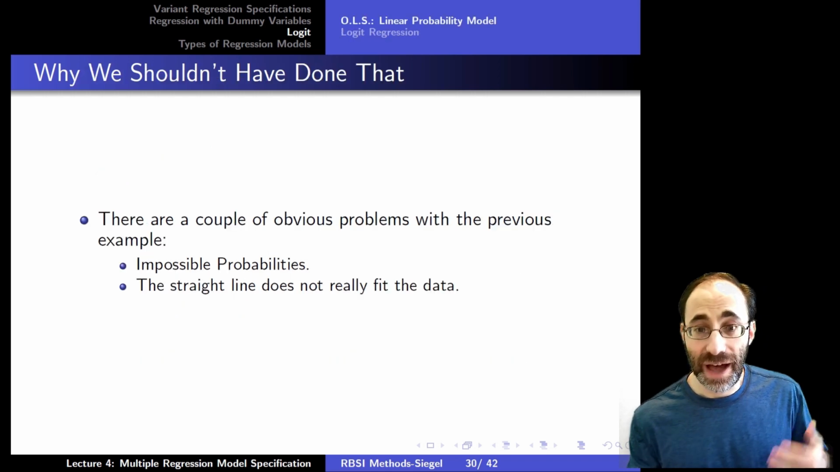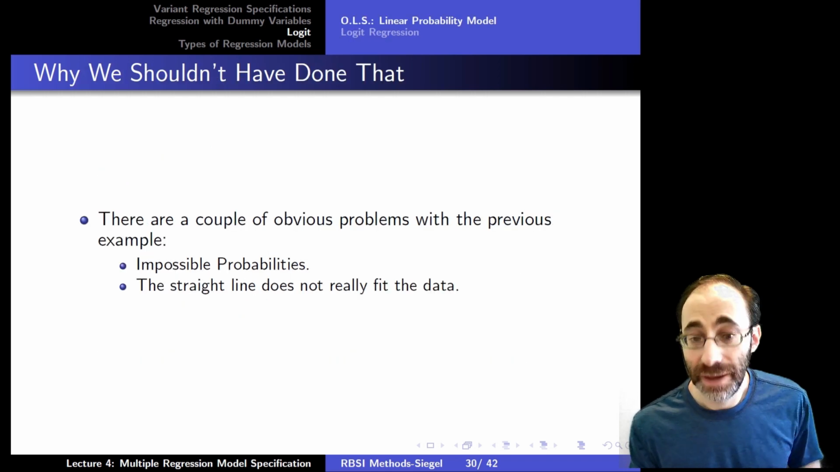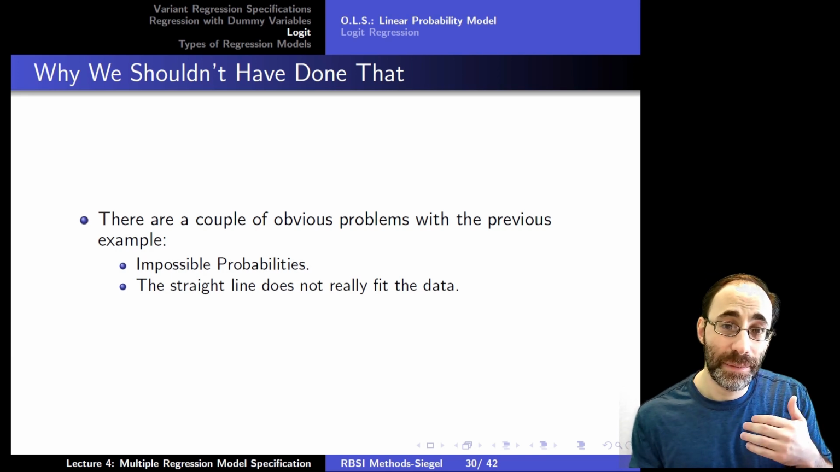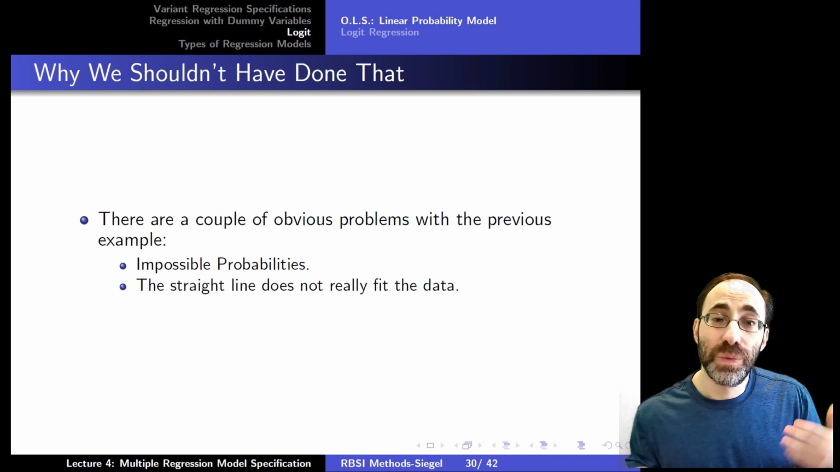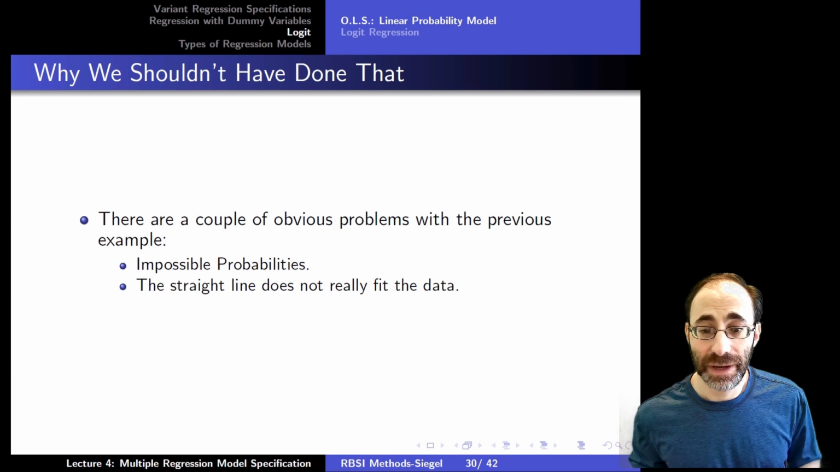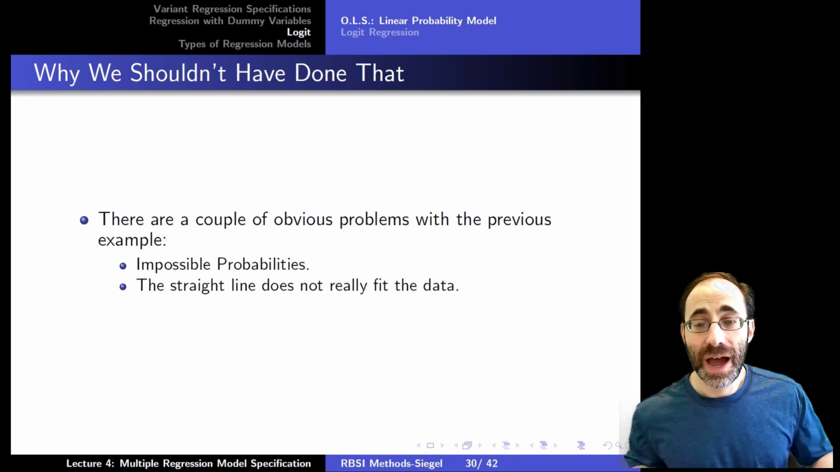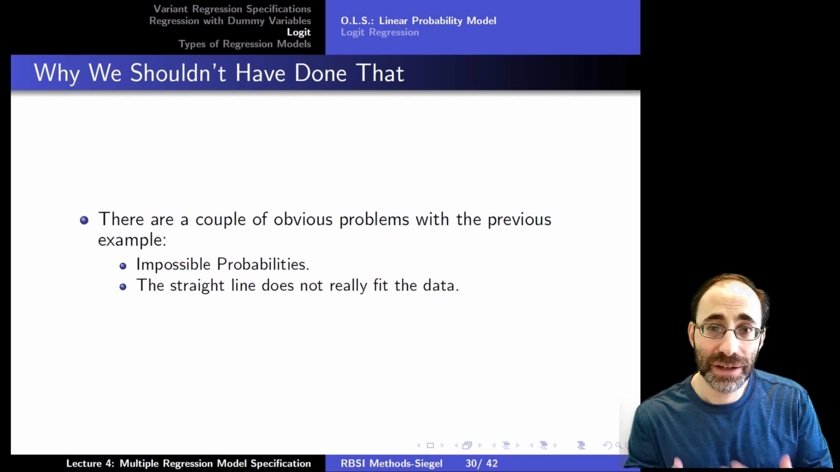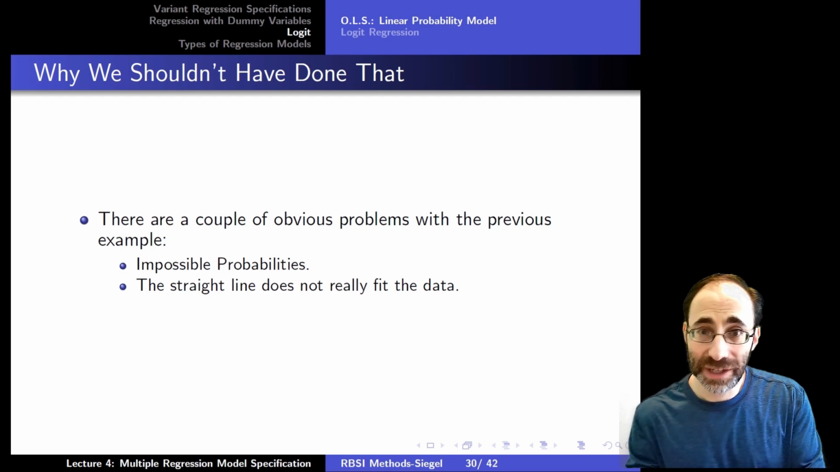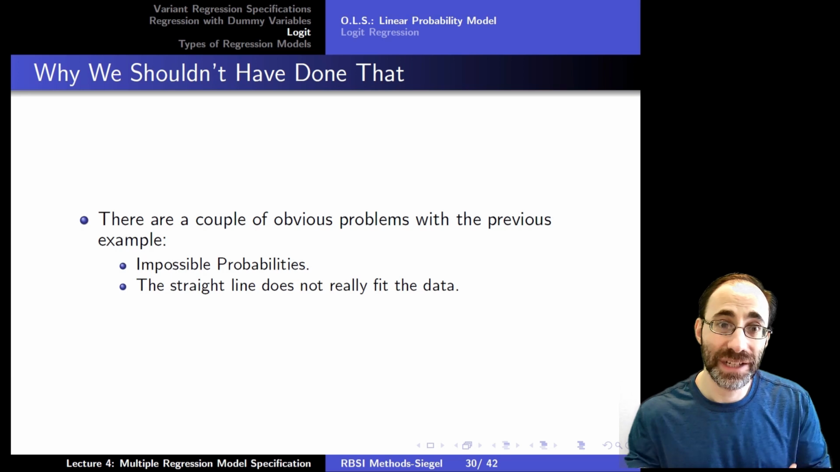Now, you might say, I don't care that much about these problems because this linear probability model was really convenient to interpret. As long as I believe there's an underlying latent propensity to do something, I can talk about how increasing my independent variable increases or decreases that underlying propensity.